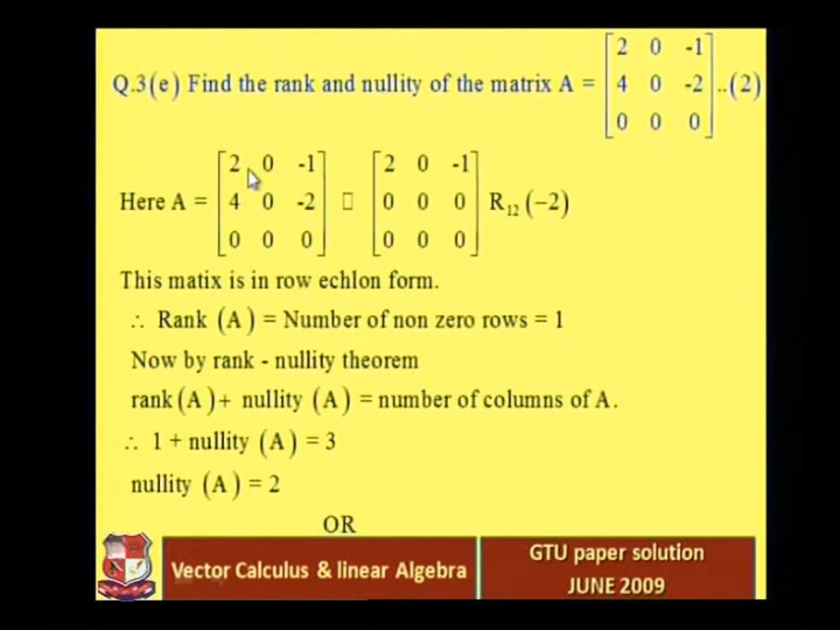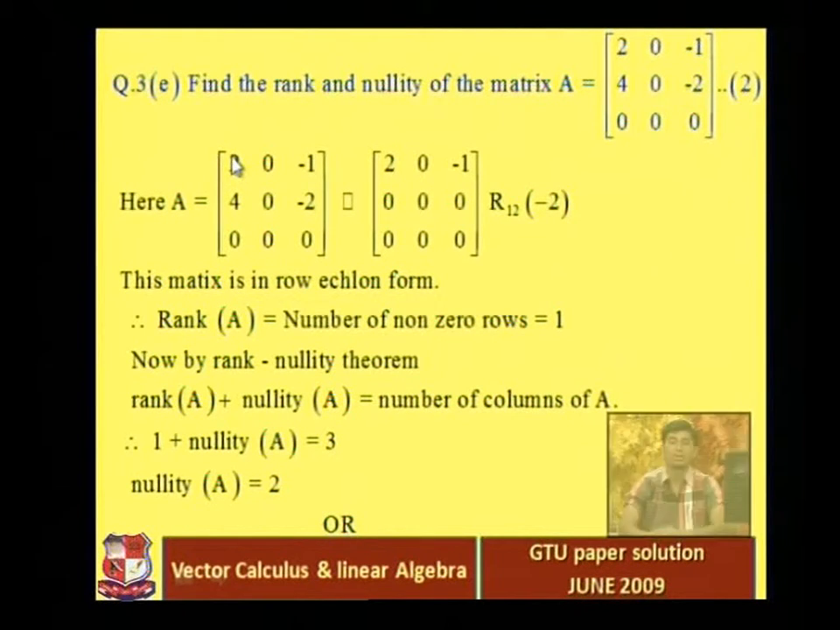So here is the matrix A. A is equal to 2 0 minus 1, 4 0 minus 2, 0 0 0. So what is our first process? This is our leading entry. 2 is the leading entry of the first row. So we have to multiply the first row with minus 2 and add it to the second row. So this element, this 4, becomes 0 now. So here is the process. We can write it in this manner: R12 minus 2. That means we multiply the first row with minus 2 and add it to the second row.